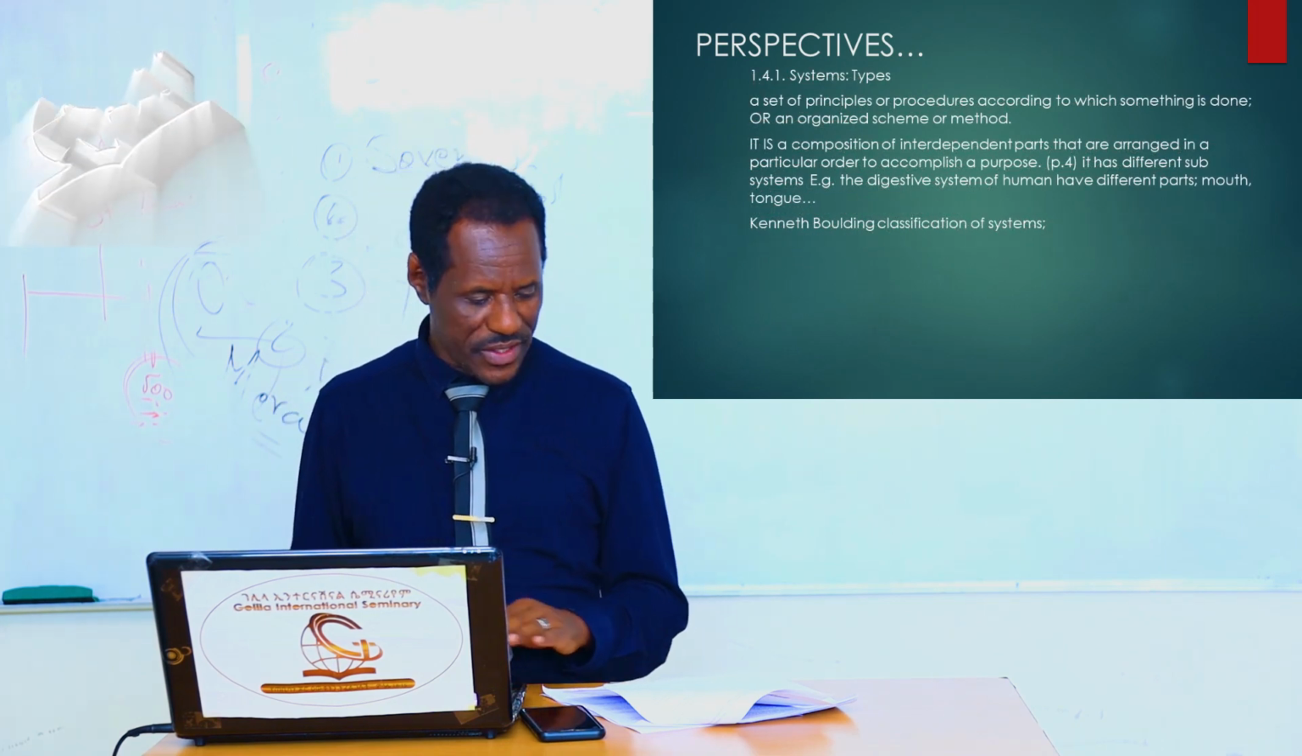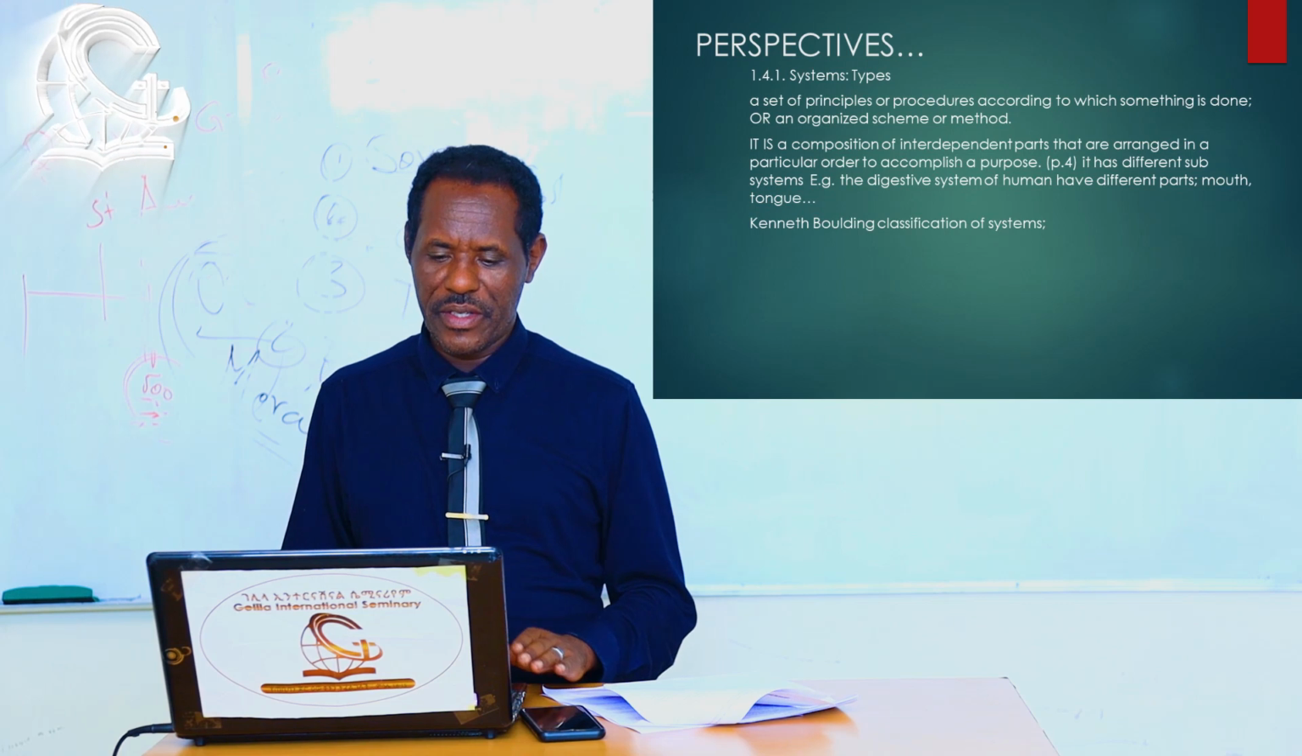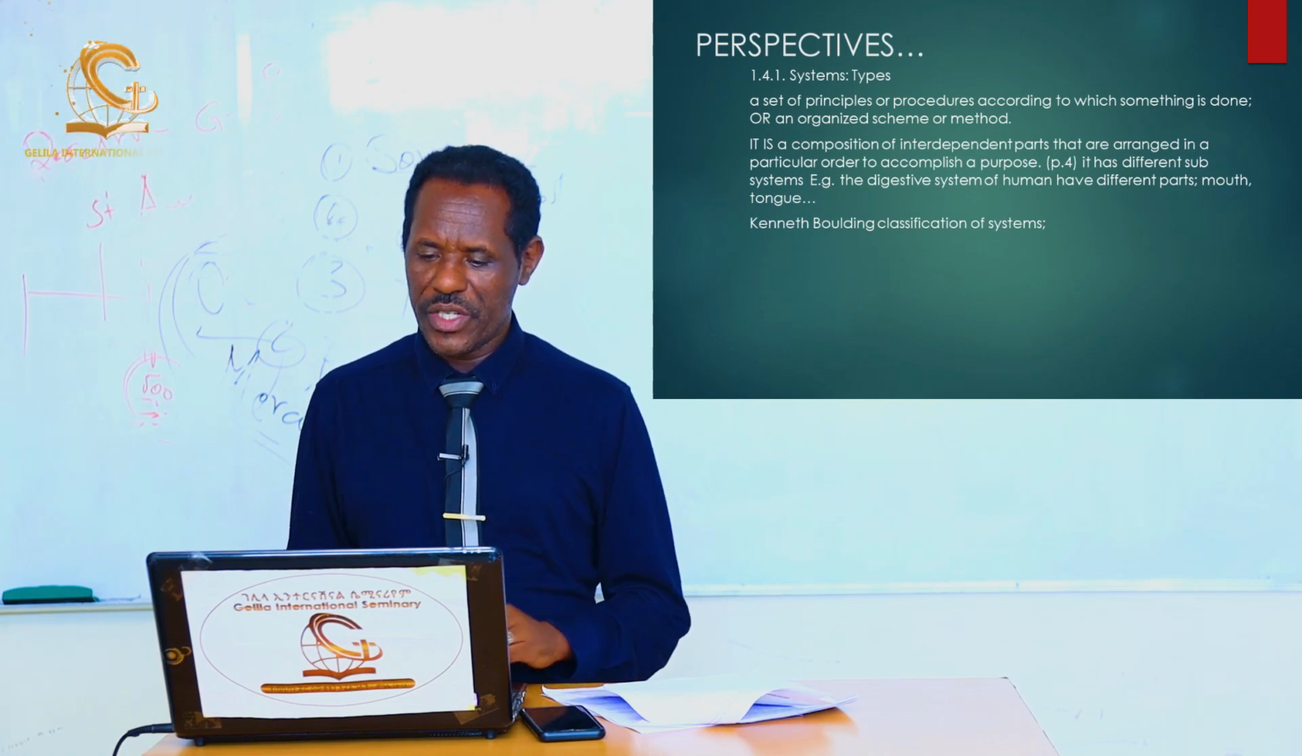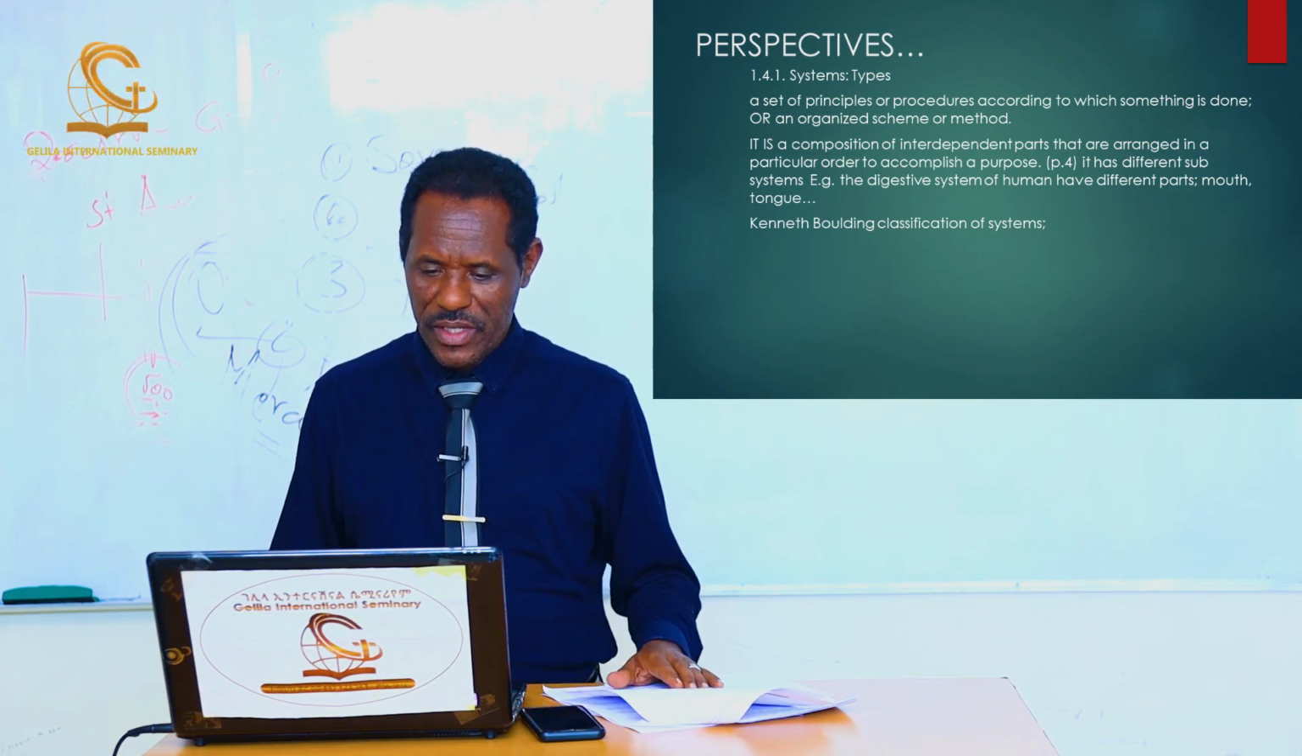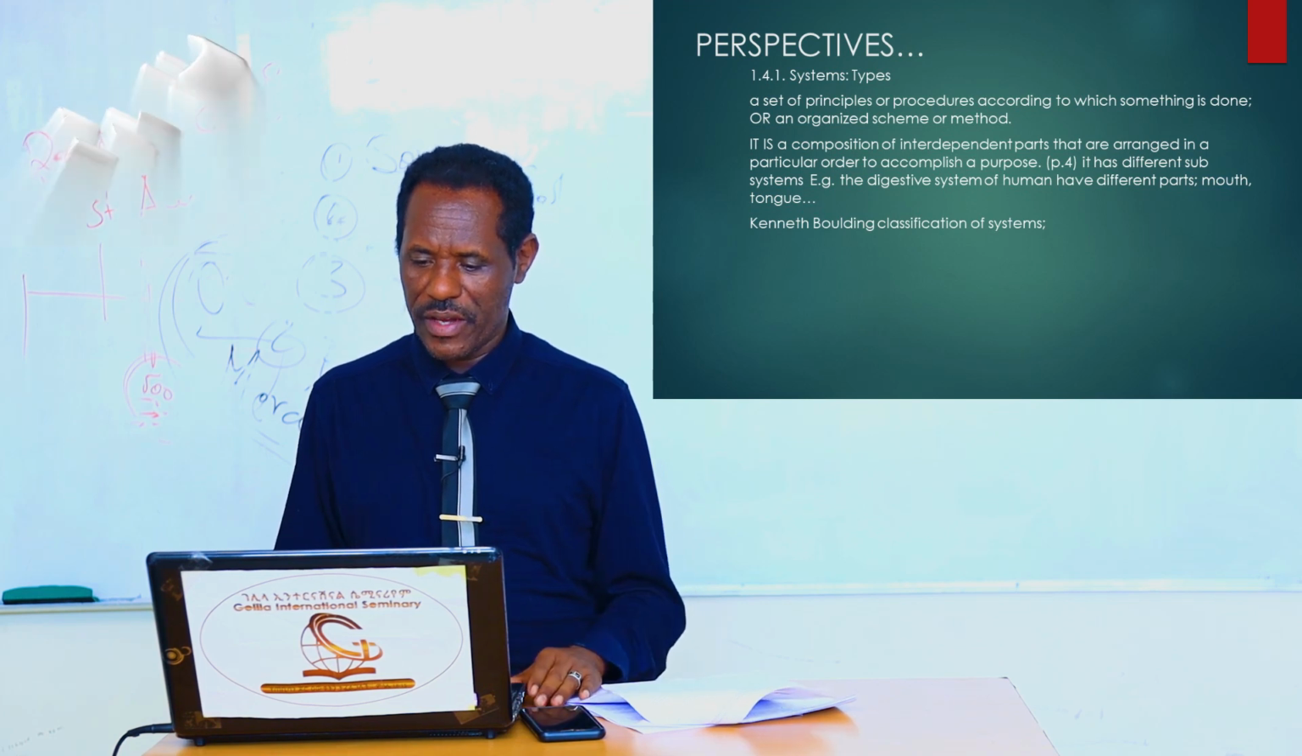The other one, systems. A system is a set of principles or procedures according to which something is done, or an organized scheme or method.